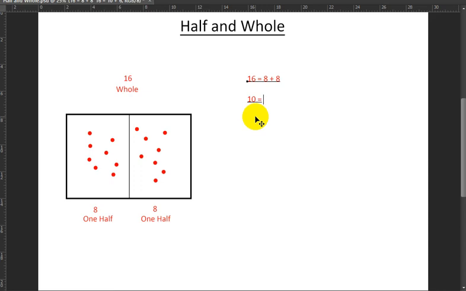What number do I add to itself and it gives me 10? Is it 1? No, because 1 and 1 makes 2. Is it 2? No, because 2 and 2 makes 4. Is it 3? No, because 3 and 3 makes 6. Is it 4? No, because 4 and 4 makes 8. Is it 5? Yes, because 5 plus 5 gives me 10. So I would say that 5 is the half of 10.